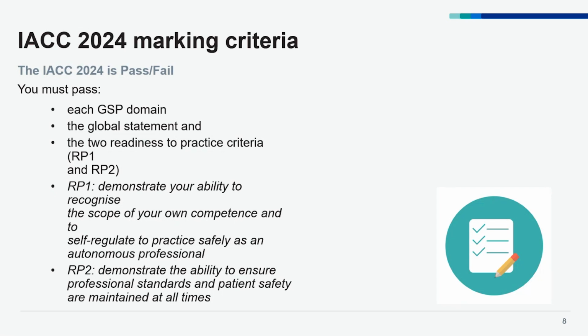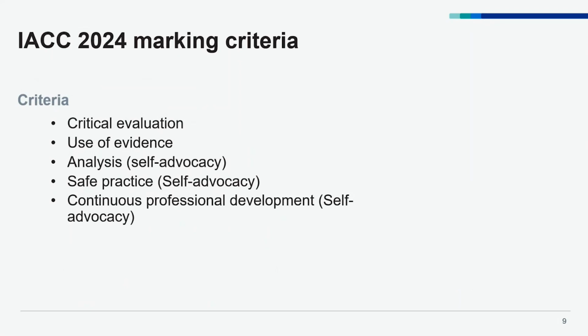Those RPs 1 and 2 are themes that should run throughout the IACC interview, and there's an opportunity under every domain for you to cover those aspects of your practice. The marking criteria is critical evaluation, the use of evidence, analysis, self-practice, and continual professional development. Through those areas, that's your opportunity to show your confidence, your competence, and your safe practice.